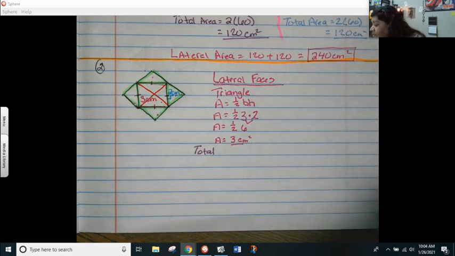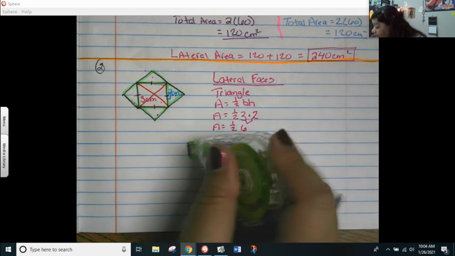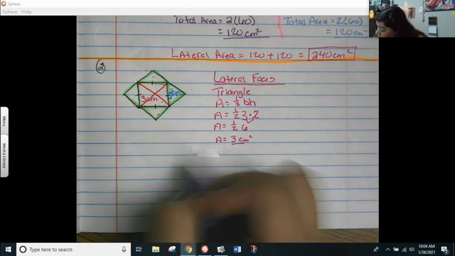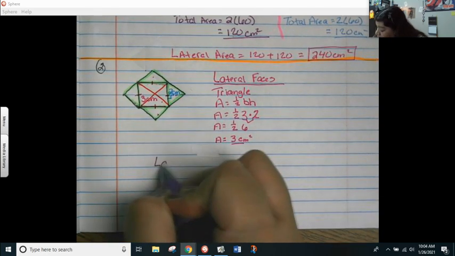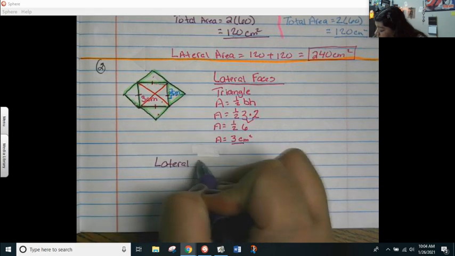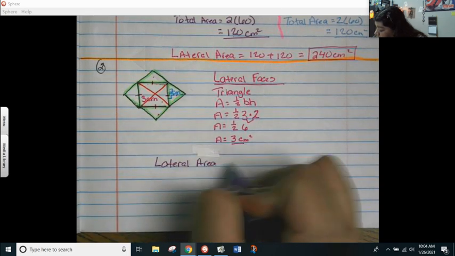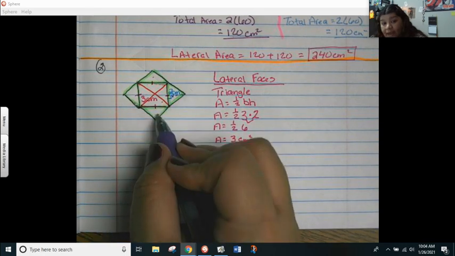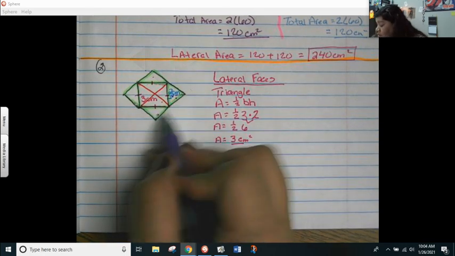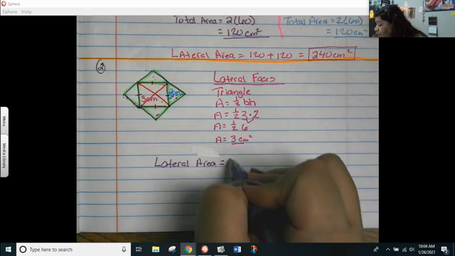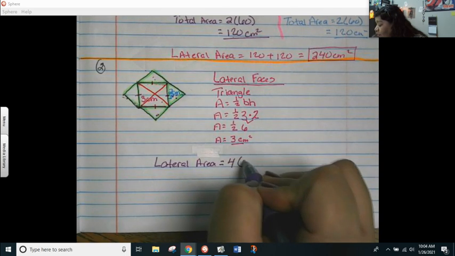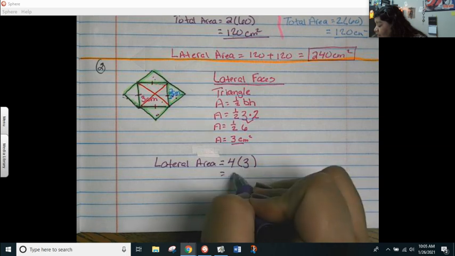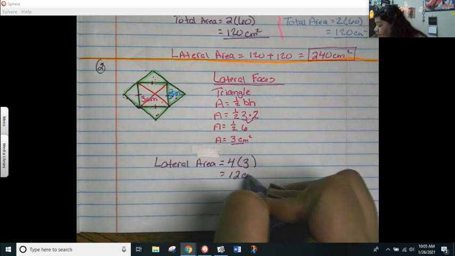Now to find the total, actually, you know what? No, because this one, that's all I have. That's pretty much it. I'm done. Okay. So then to find the lateral area, okay, I know one of these is 3, but how many do I have? I have 1, 2, 3, 4. I have 4 of them that are all 3 centimeters squared. So 4 times 3 is 12 centimeters squared.